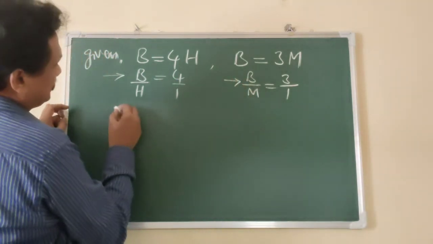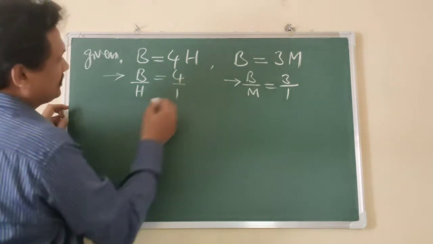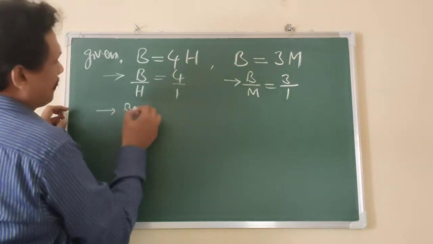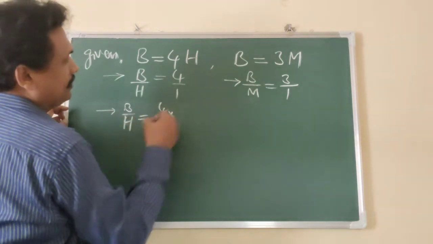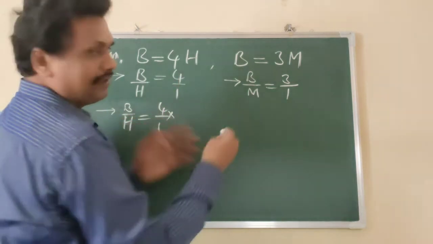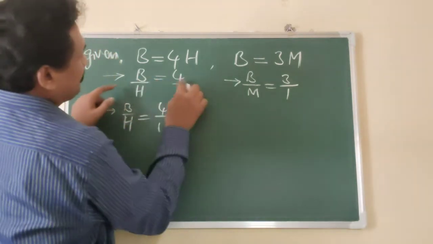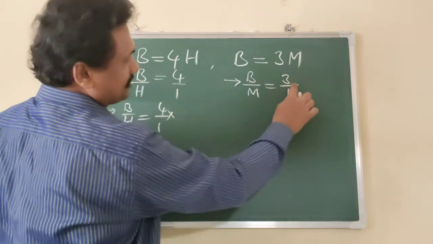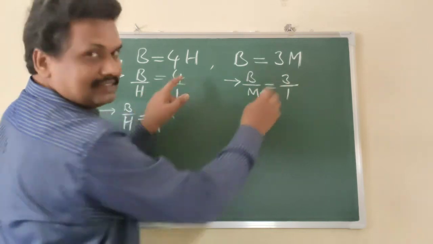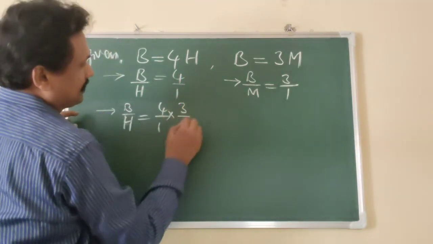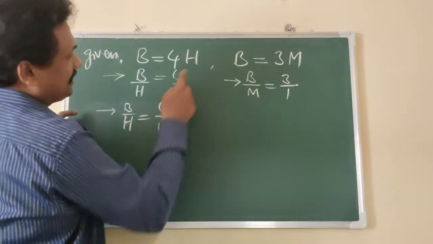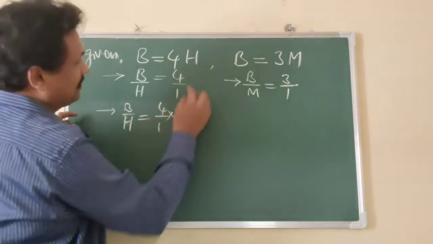For that purpose, observe here, to raise B by H equals 4 by 1 into, okay, how to make it equal? Here the B value is 4 parts, here B is 3 parts. That's why find the LCM of 4 and 3, which is 12. That's why raise it up by multiplying by 3 by 3, to get 12, because 4 threes are 12.